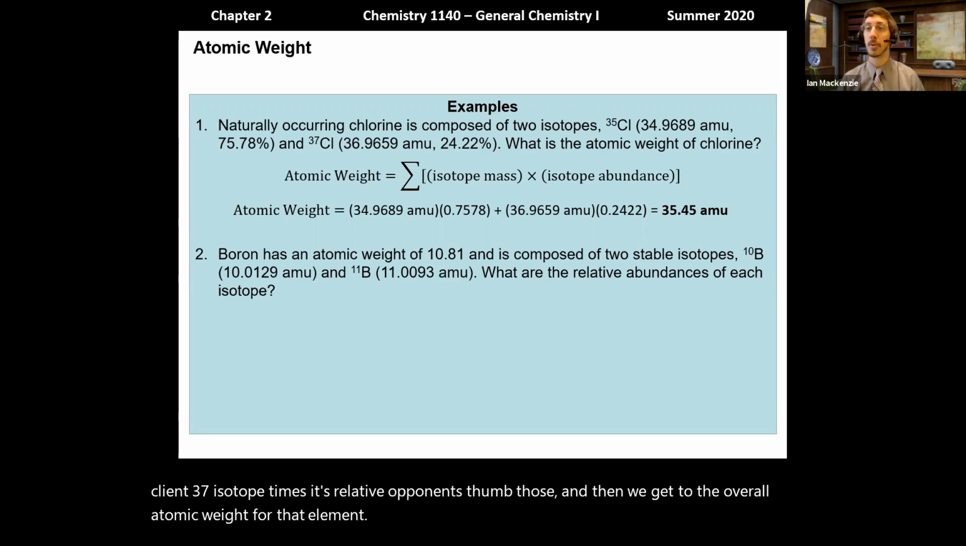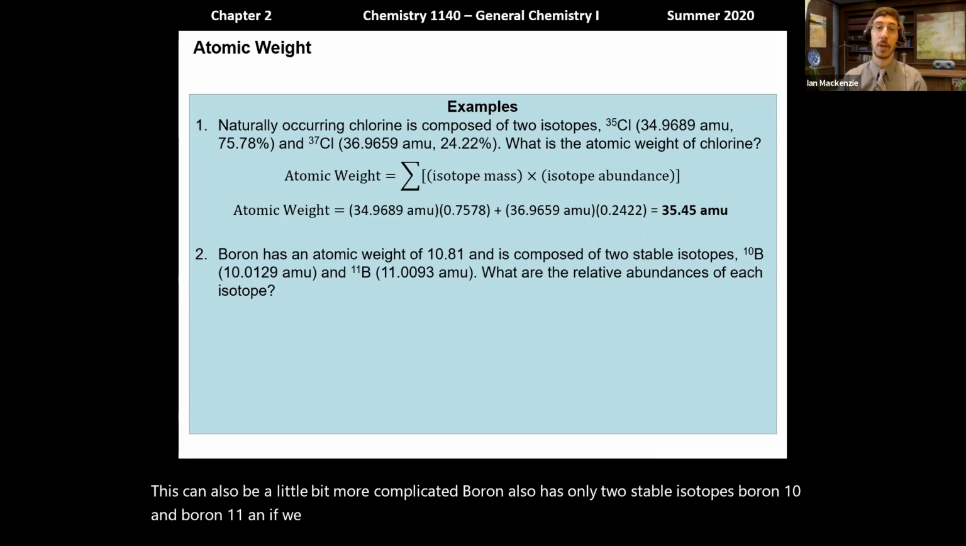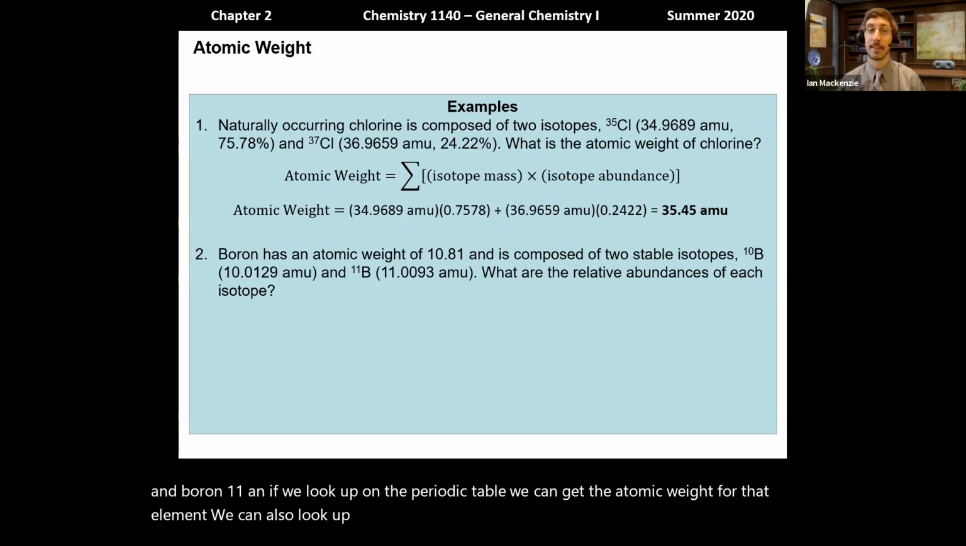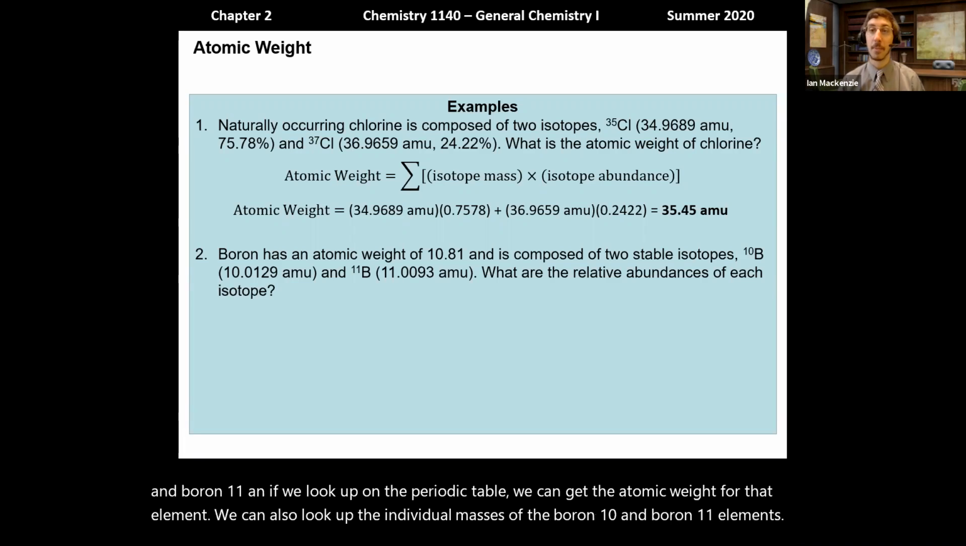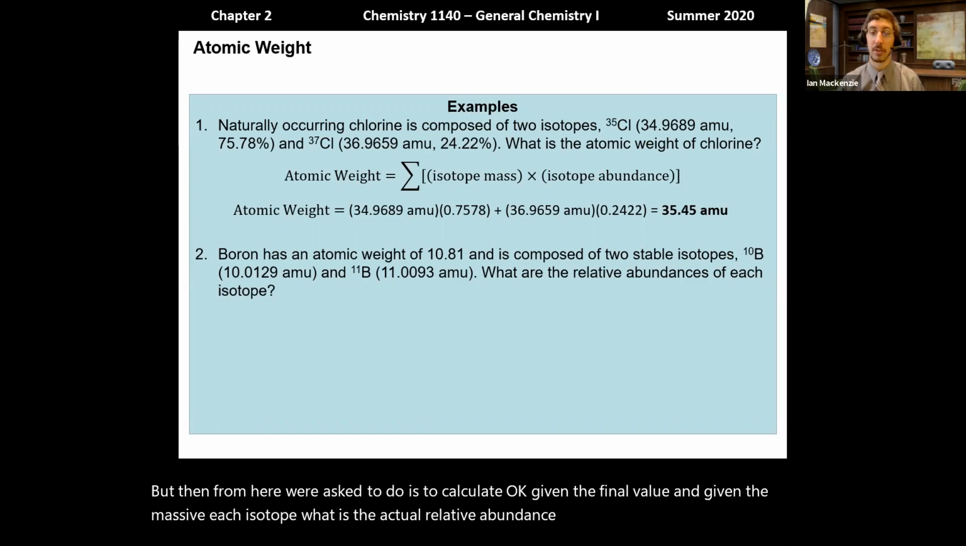This can also be a little bit more complicated. Boron also has only two stable isotopes, boron-10 and boron-11. If we look up the periodic table, we can get the atomic weight for that element. We can also look up the individual masses of the boron-10 and boron-11 isotopes. But from here, what we're asked to do is to calculate, given the final value and given the mass of each isotope, what is the actual relative abundance of each of those isotopes?